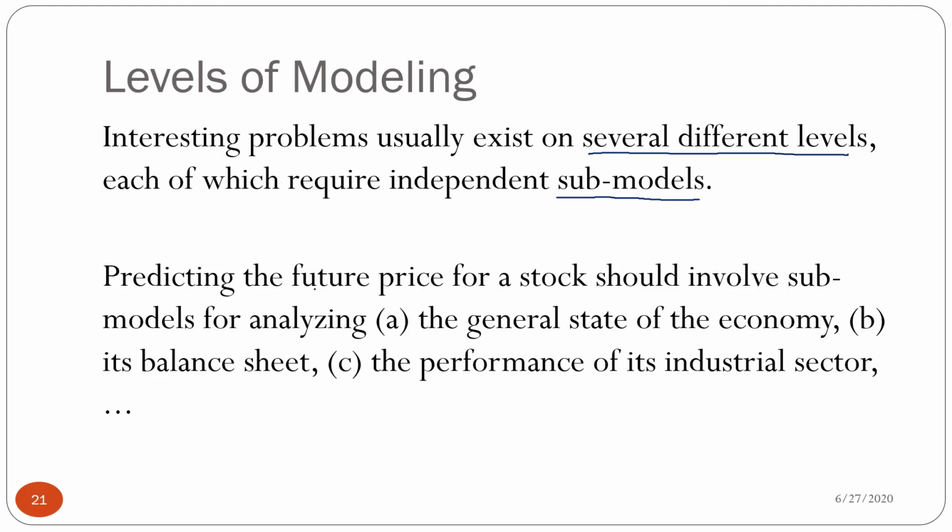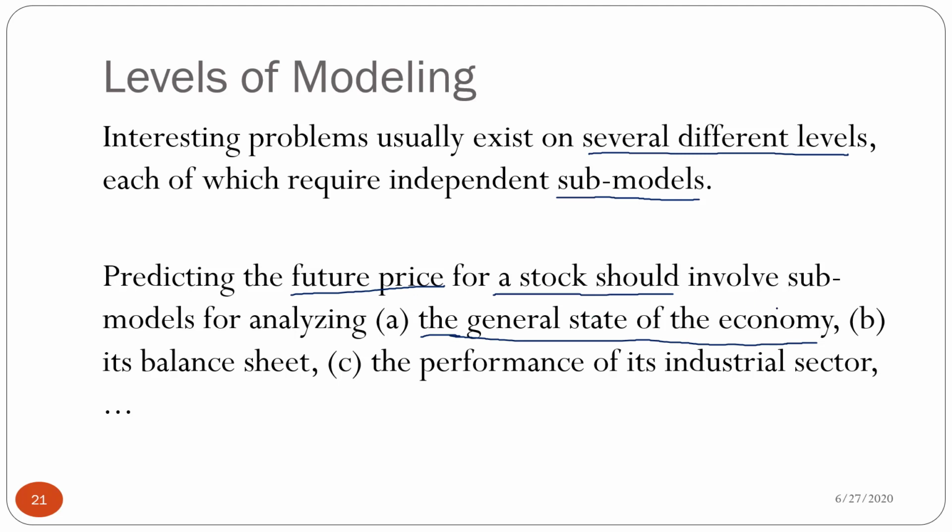Example, let's look at the future price of a stock. When you're saying you have to predict the future price of a stock, then there are a number of things which will determine how the stock will behave. All these factors which will determine the price of the stock may be modeled as independent submodels. For example, the stock will depend on the general state of the economy. So we should have one model which will determine the state of the economy, and whether there is something which will determine the state of economy or not.